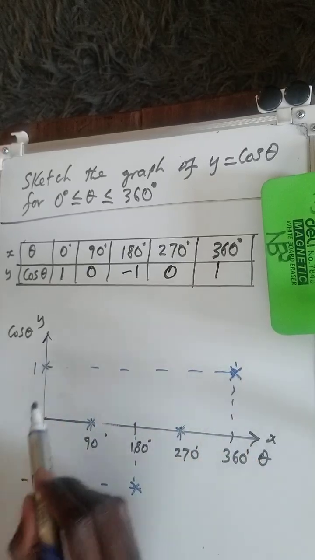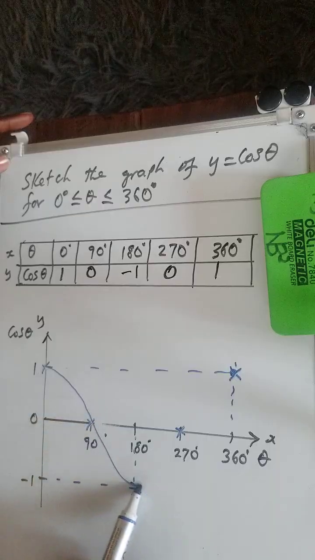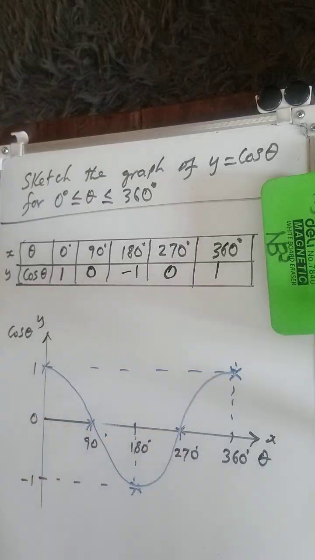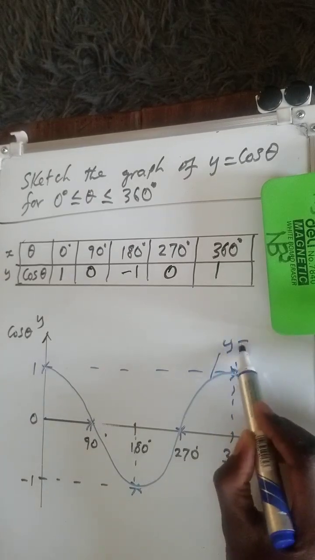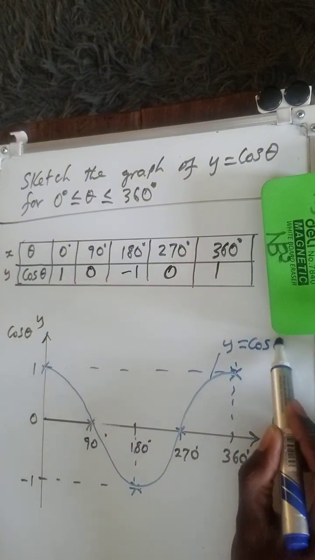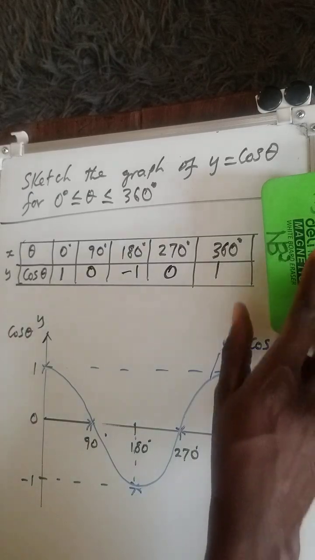So that's the point. So you join them. So in this case, when you join them, the graph will look something like this. So this is the way it's supposed to come out. And this graph there is y is equal to cos theta. So that's the way you can go about it. Please, you can practice. You can also do it on a graph paper, but in the exam, they'll always just ask you to give them a sketch. And this is a sketch that you can give them.